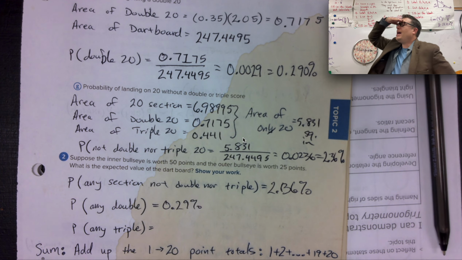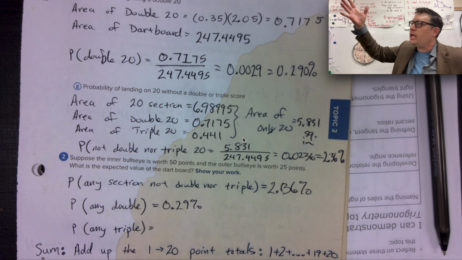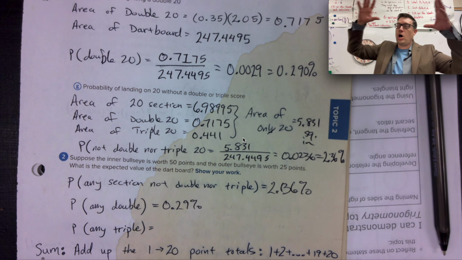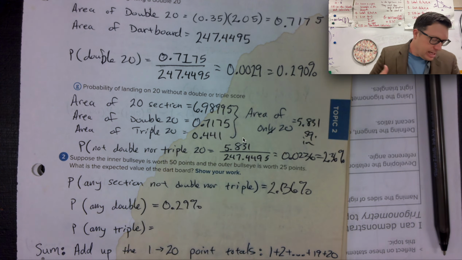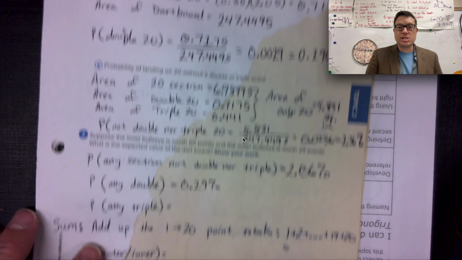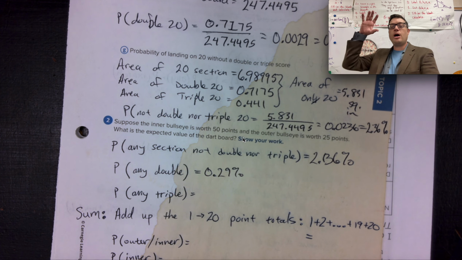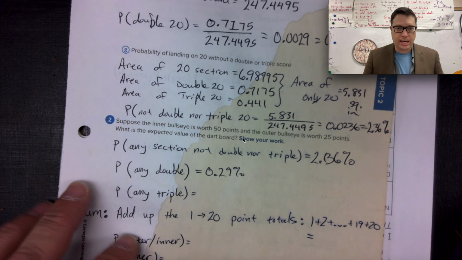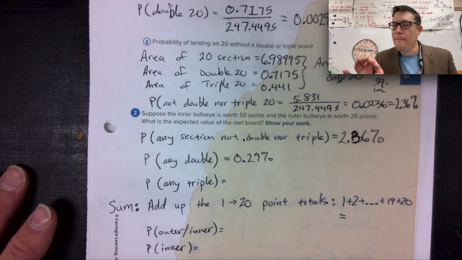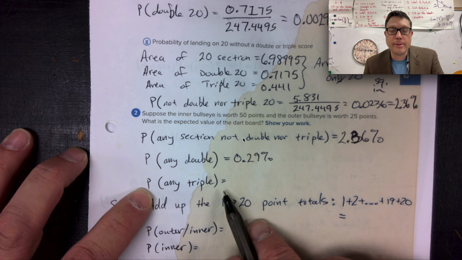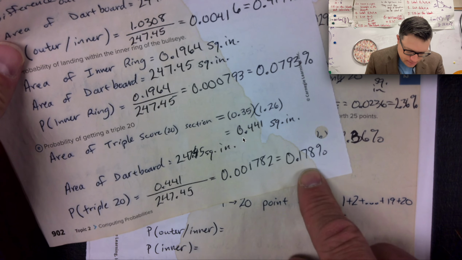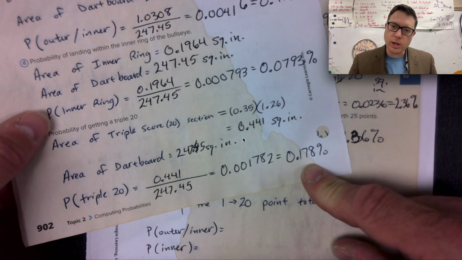Okay, so what I had to think about for a second was, what am I trying to calculate? If I am trying to calculate the probability of all of it, where are we in the mix of this? So let's see about taking away the probability of what's inside and outside. The probability of any section not double or triple is 2.36%. A double, in a single number, would be 0.29%, and the probability of a triple, from the previous page, the probability of getting triple 20, or triple anything, is 0.178%.